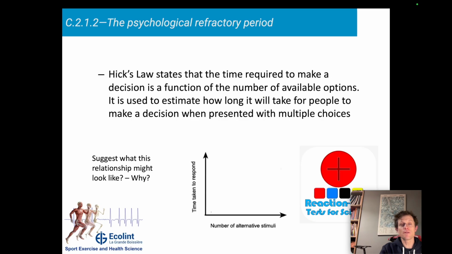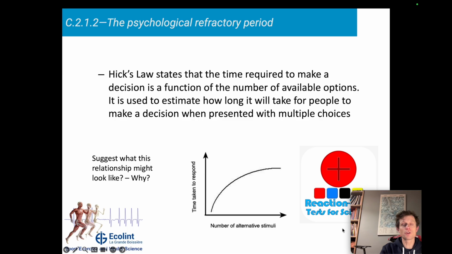One of the factors that's going to influence reaction time is Hick's law. Hick's law states that the time required to make a decision is a function of the number of options available. It's used to estimate how long it'll take for people to make a decision when presented with multiple choices. What I'd like you to do though is sketch a graph demonstrating the relationship between the number of alternative choices and the time taken to respond. Sketch that in your workbooks below and try and think about a reason to justify the graph you've chosen.